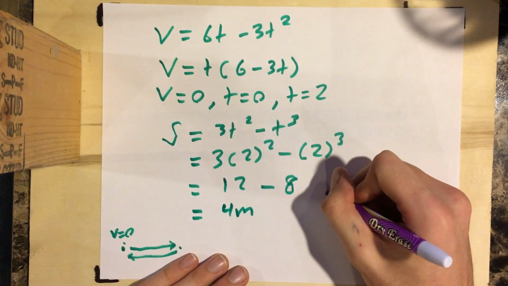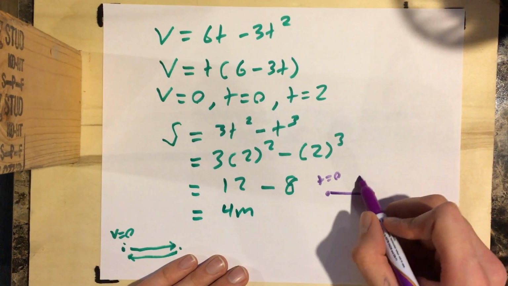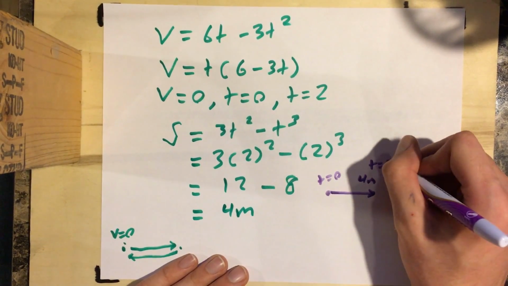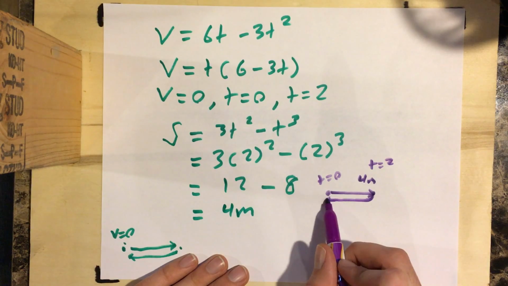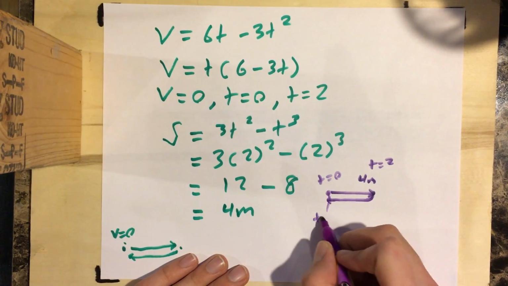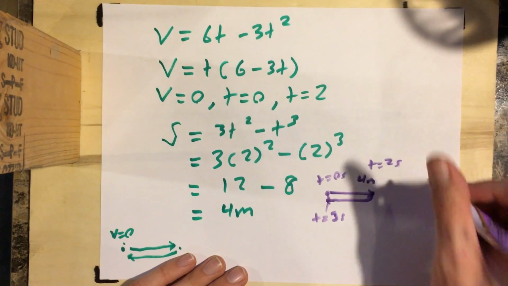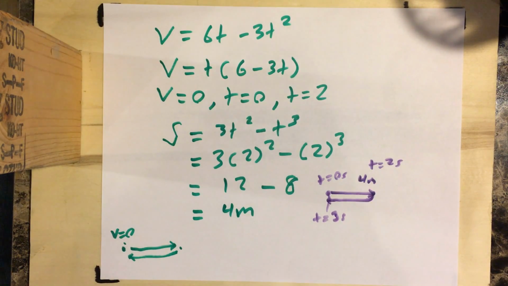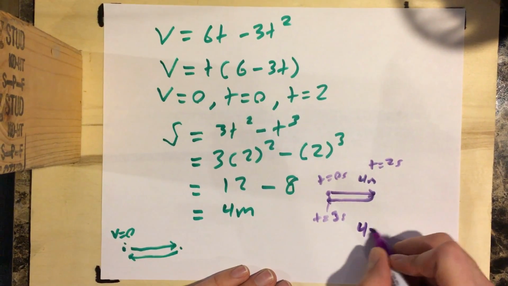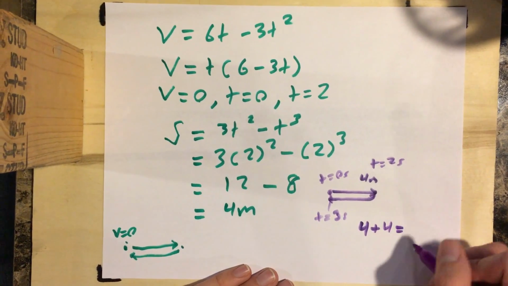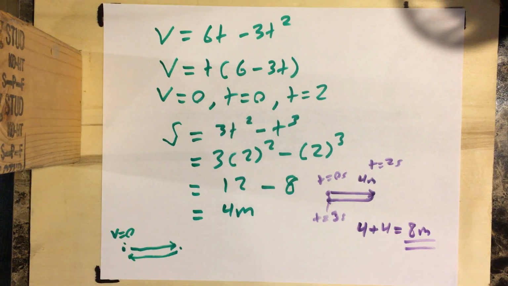Now, what this is telling us is that the particle starts right here at t equals 0. It moves forward 4 meters at t equals 2. And then it comes back to 0 at t equals 3. So basically, the distance it covered is 4 meters forward and then an additional 4 meters backward, for a total of 8 meters. So that's the distance covered.